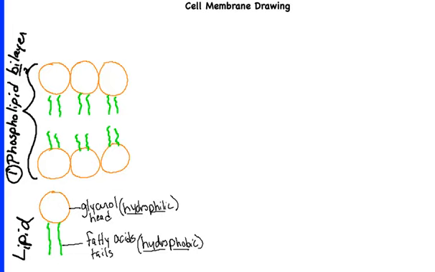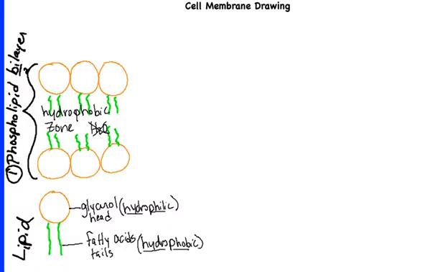Now we said that our glycerols are hydrophilic, they like water, and our fatty acids are hydrophobic. So this inside area of our membrane is what we're going to call the hydrophobic zone. The hydrophobic zone means that there's no water allowed. And that's the first component that makes up our cell membrane.